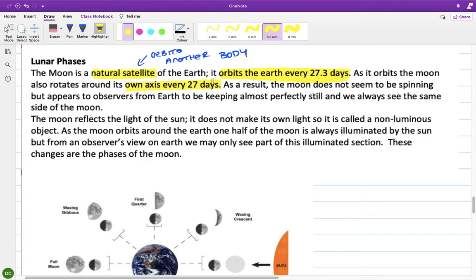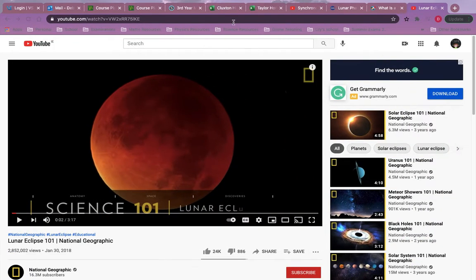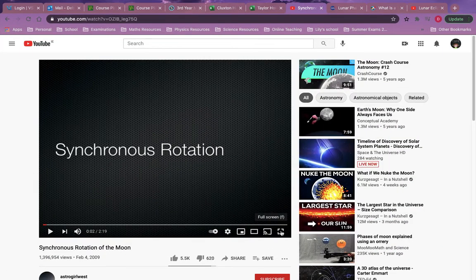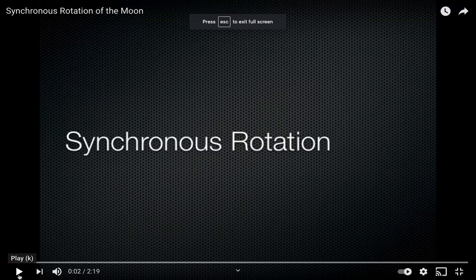It's an important point because I don't know if you've heard that phrase. There's songs based on it as well, talking about the dark side of the moon. It says here, as a result, the moon does not seem to be spinning. It appears to observers from the Earth to keep almost perfectly still. So we are always looking at the same side of the moon. For people who study the moon and know it in terms of its craters and its imperfections and identifying features of different parts of the moon, it doesn't seem to spin, and that's down to its rotation. Okay, so I'm going to show you this video, which I think helps to explain it. So we'll just watch this.